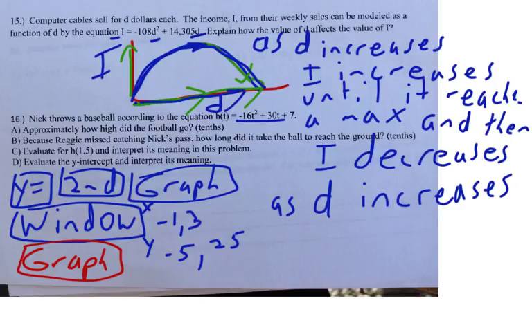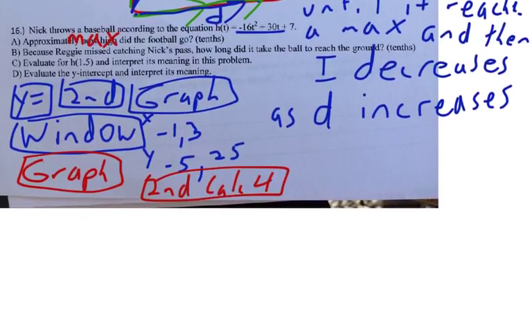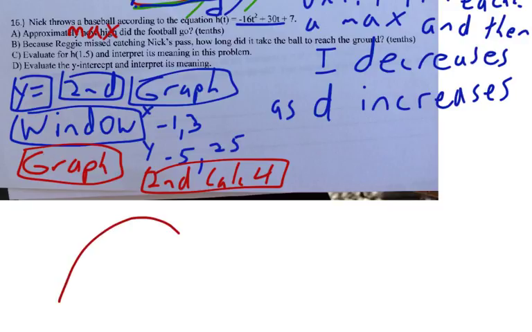Okay, question A. How high did the football go? That's going to be my maximum, and I do that by second calc 4. So I now press second calc 4, and that gives me my maximum. So I go left bound. I'm just going to draw a little sketch of what that looks like. So that's going to look like this. And my left bound is going to be right there. My right bound's right there. And then I'm going to guess where it is right there.